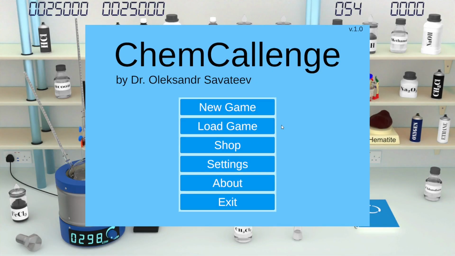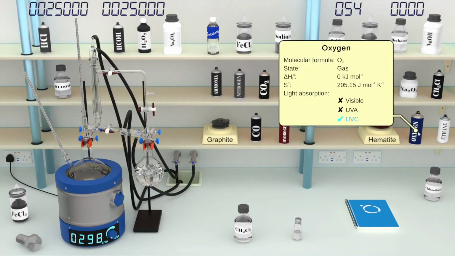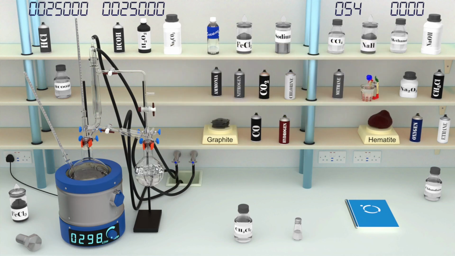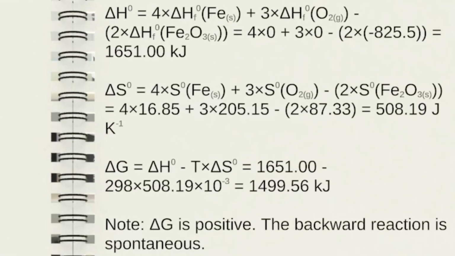In level 54, the task is to obtain metallic iron from iron(III) oxide, or iron ore. Addition of 3 moles of oxygen as a product into the receiver flask, and balancing the reaction equation, gives enthalpy change, delta H, plus 1,651 kilojoules. This is an endothermic reaction. Heat is consumed. Entropy change, delta S, is plus 508 joules per Kelvin.